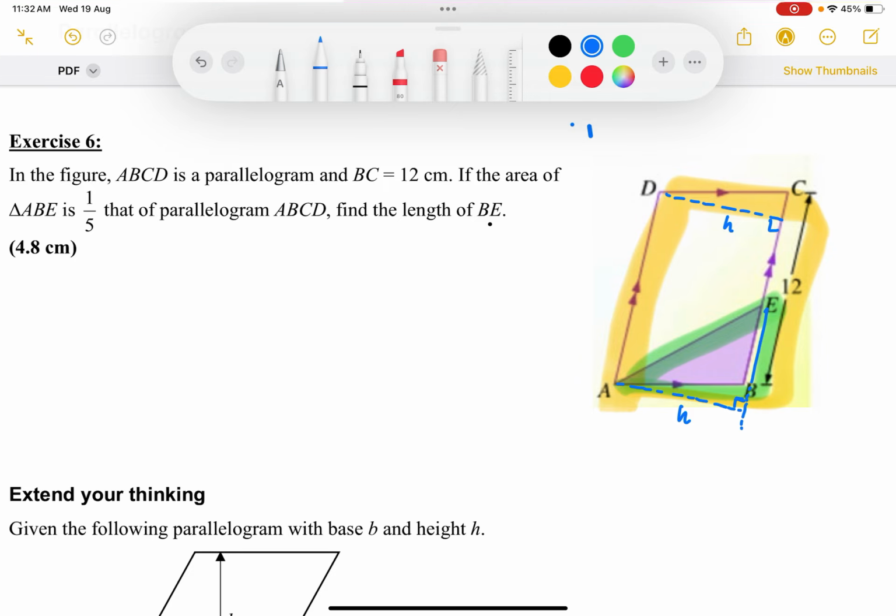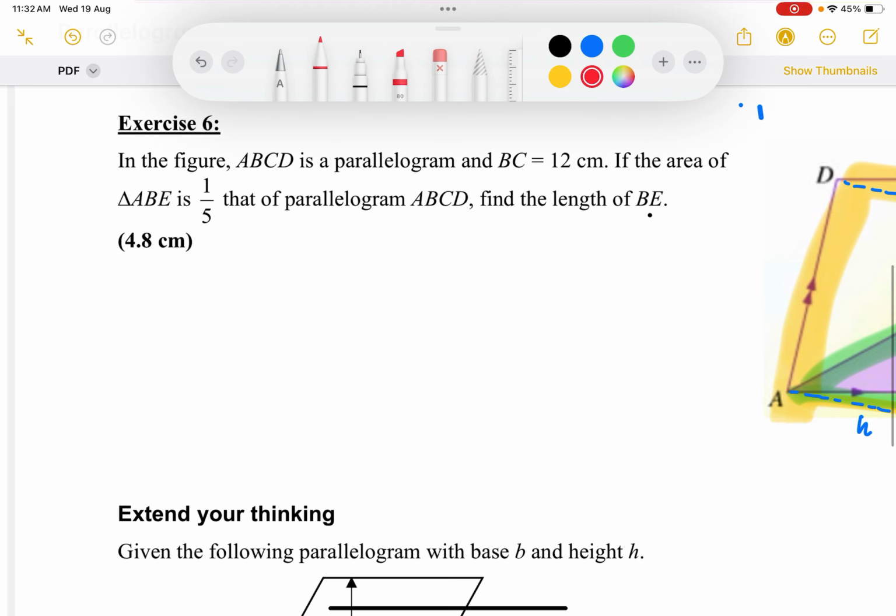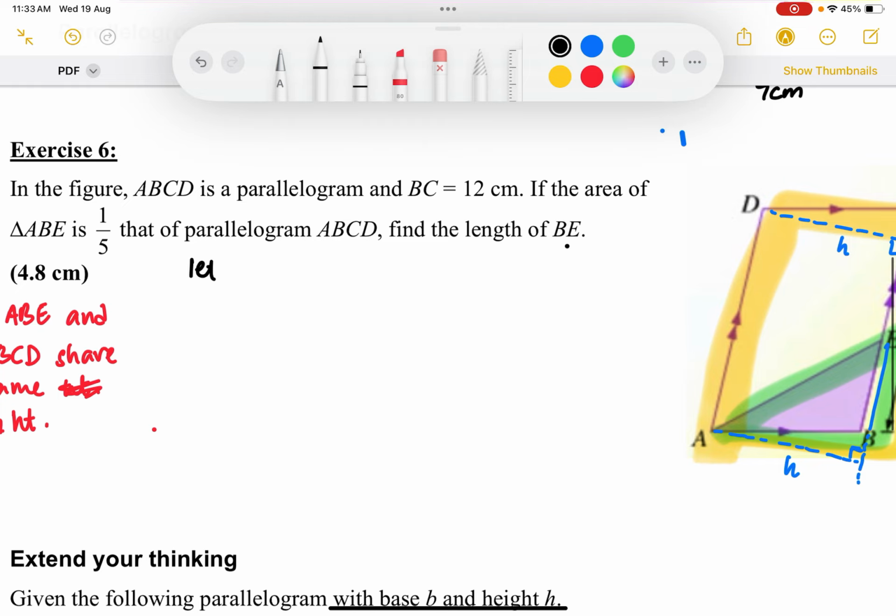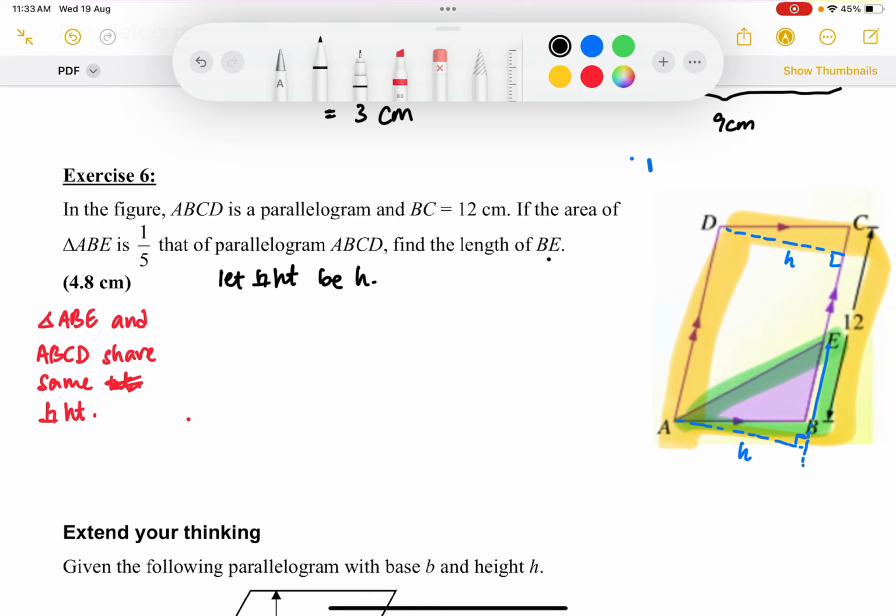So in our mind, you don't need to write this down. In our mind, you know that triangle ABE and our parallelogram ABCD share the same height, rather the same perpendicular height. So let us write down our working already. Let the perpendicular height be h. And now we carry on with the question.